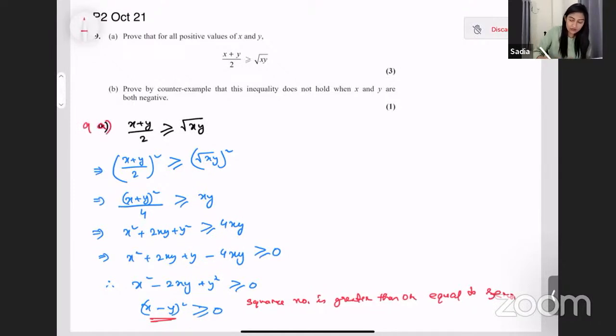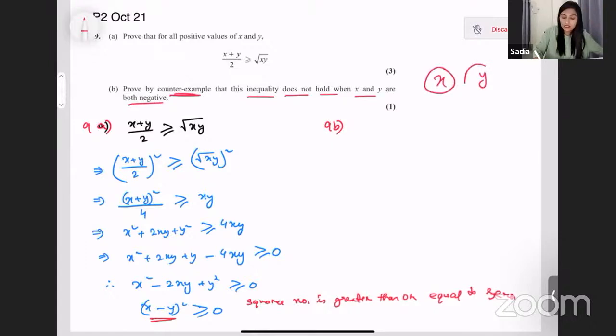Next, I will start with 9b. Prove by counterexample that this inequality does not hold when x and y are both negative. So they are trying to say that you need to select negative values for both x and y, and then this inequality won't be valid anymore. So you have to prove it invalid.